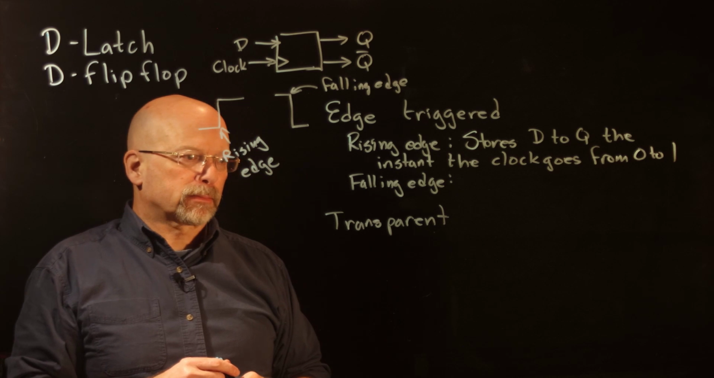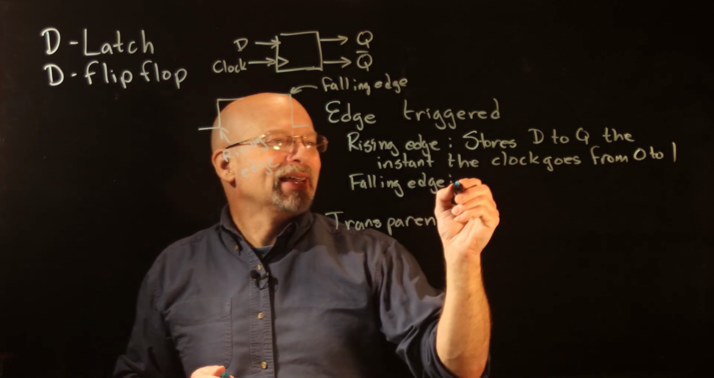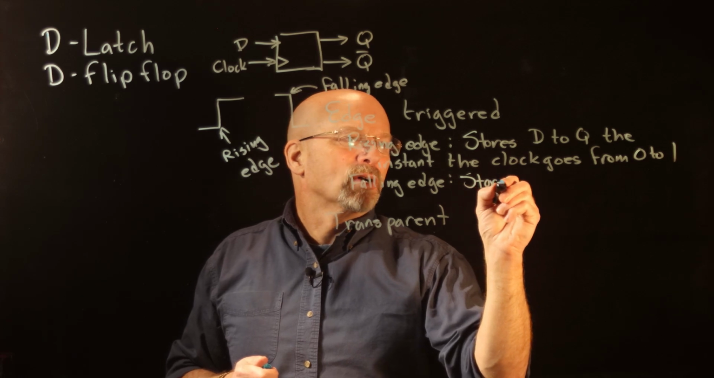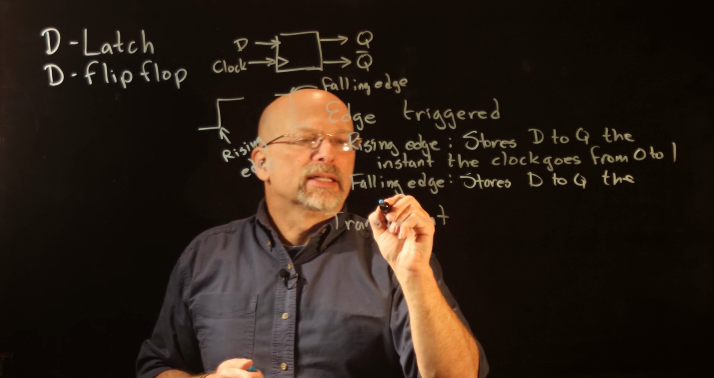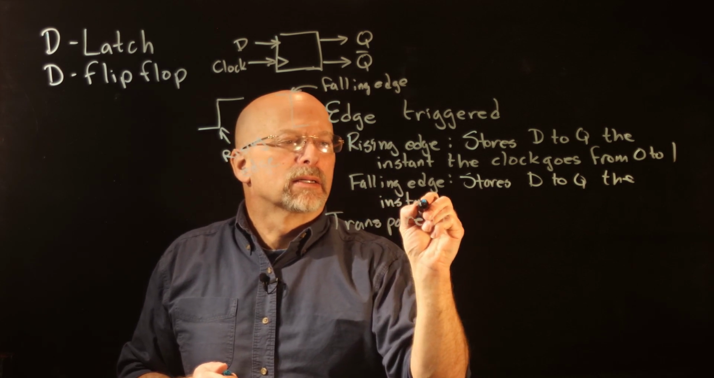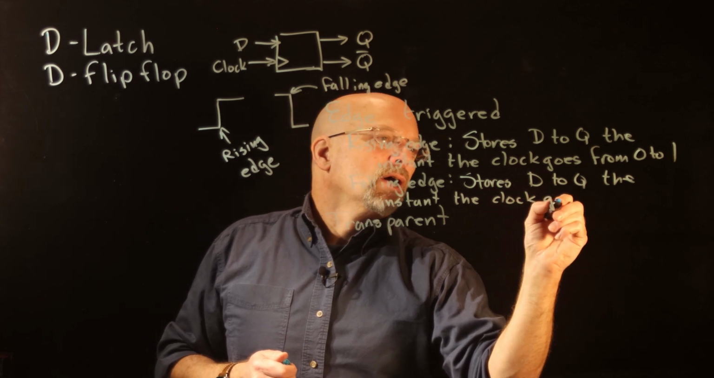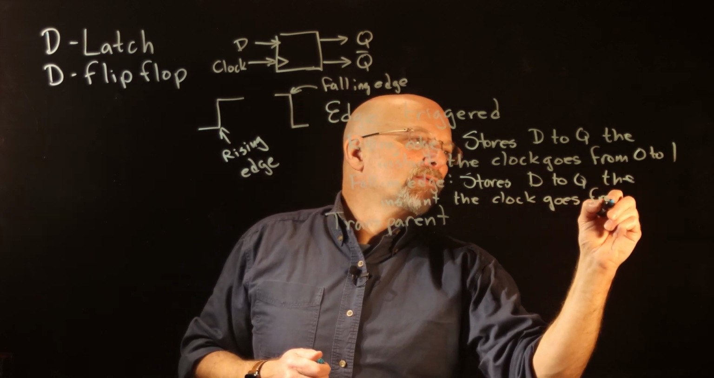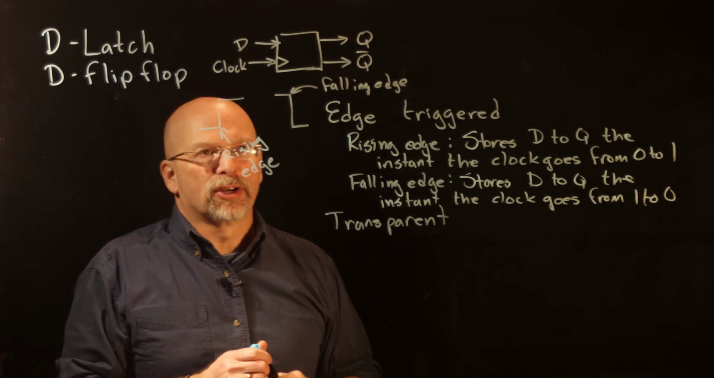All right. Now, falling edge. Sounds pretty simple, right? Yeah, it is. It stores D to Q the instant the clock goes from 1 to 0. That falling edge, all right?